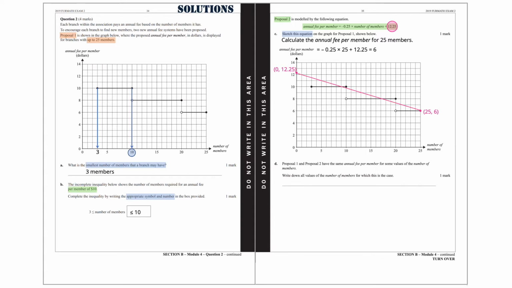Part D. Proposal 1 and Proposal 2 have the same annual fee per member for some values of the number of members. Write down all values of the number of members for which this is the case. For this, we are going to look for the points of intersection between the 2 graphs. The first point has coordinates 9 and 10. The next point has coordinates 17 and 8. And the last point has coordinates 25 and 6. So the number of members is 9, 17, and 25.